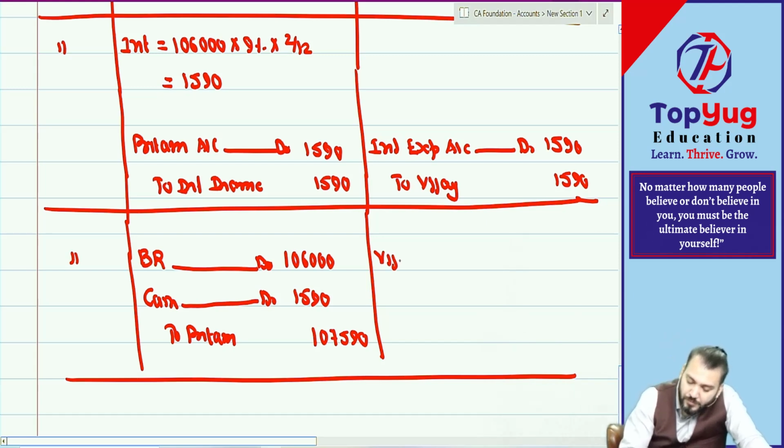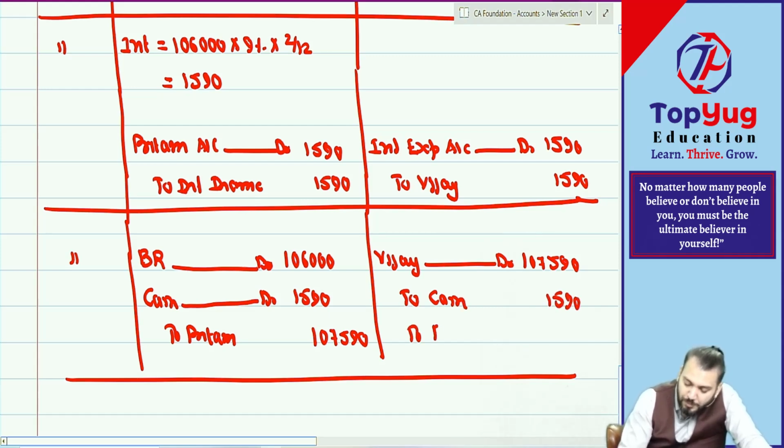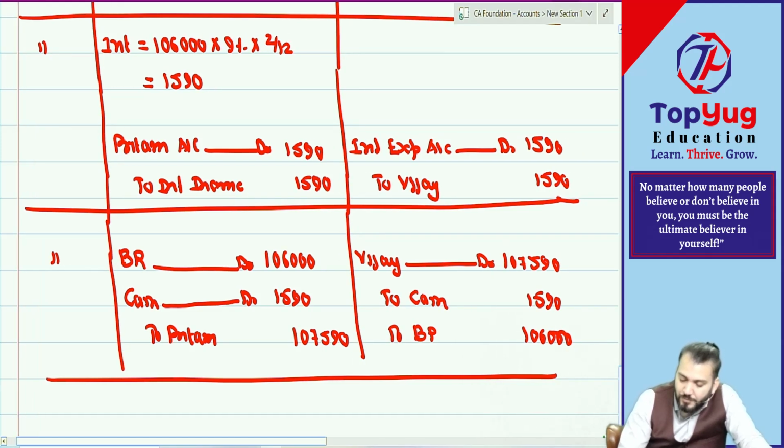What journal entry in the books of Preetham? Vijay account debit, how much? 107590, to cash how much? 1590, to BP how much? 1,06,000. Correct. Have you understood?